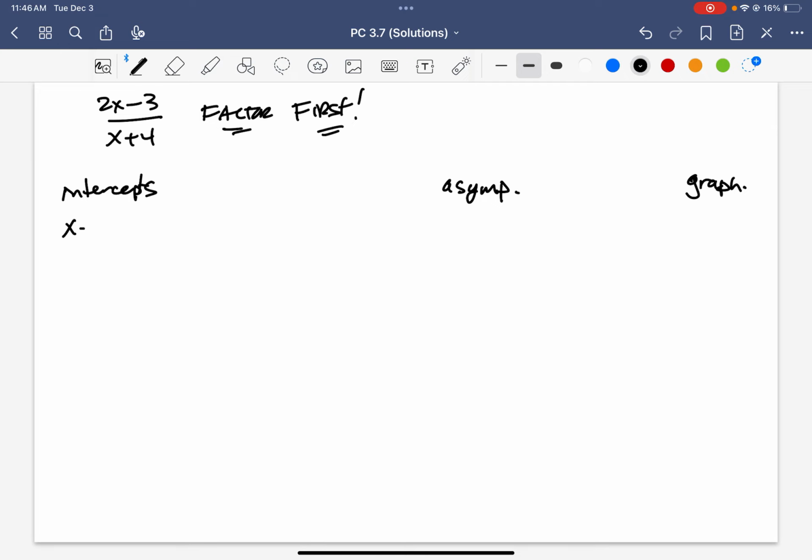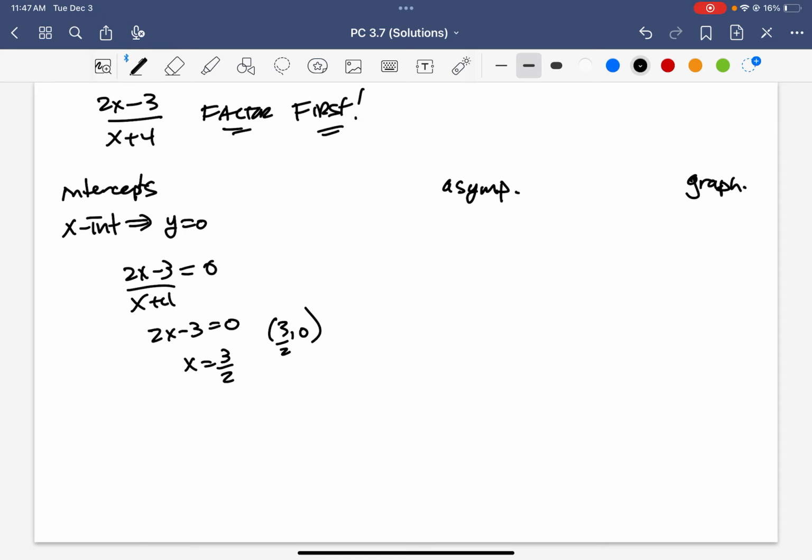So for the intercepts, the x-intercept is where y equals 0. So I set my whole y equal to 0. And it tells me that x must have been 3/2. So (3/2, 0) is a point on the graph.